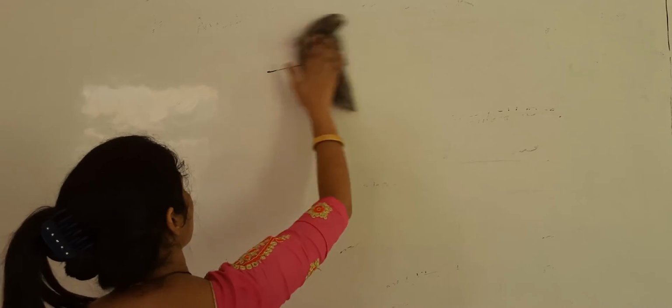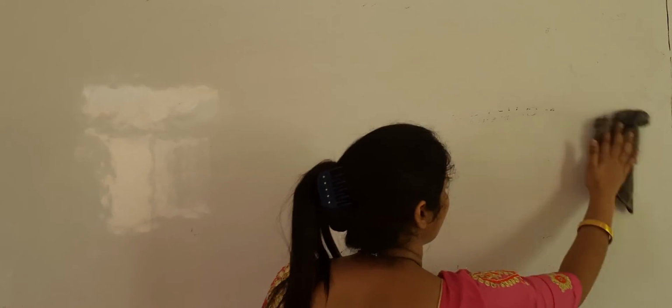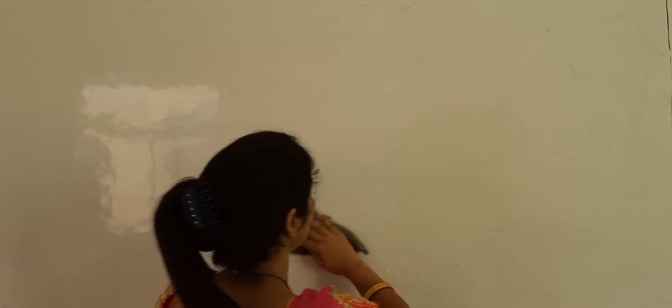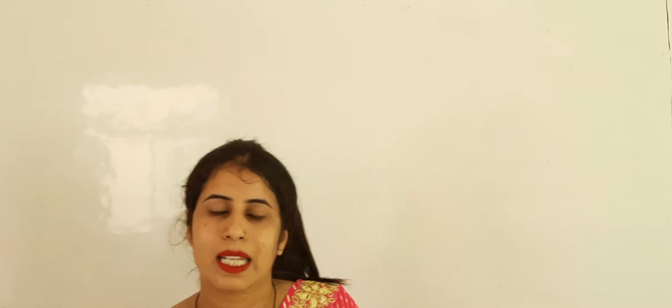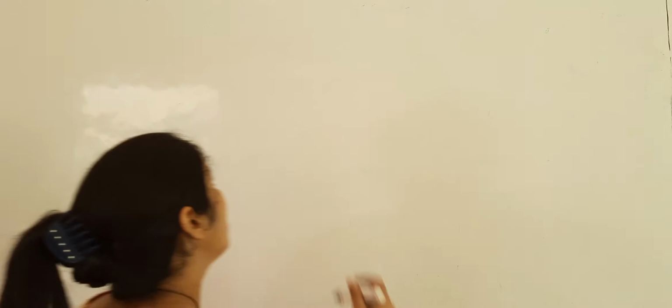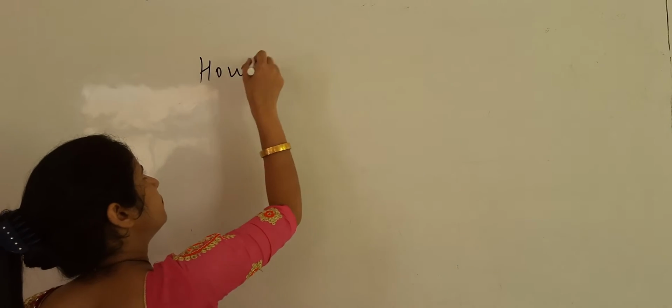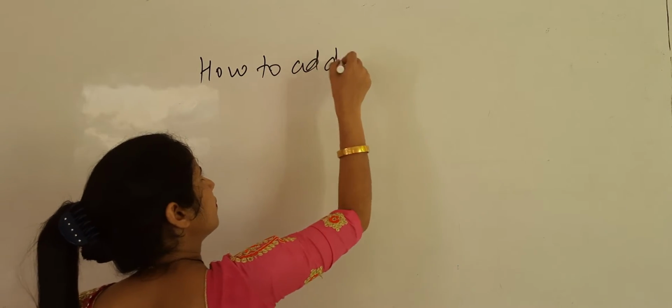What is the difference between audio and video? I think you all know. Audio and video are slightly different. In audio, we only get the sound files, and in video, we are able to get the text, pictures and the sound, all the things together. That is known as video. Now, how to add video?